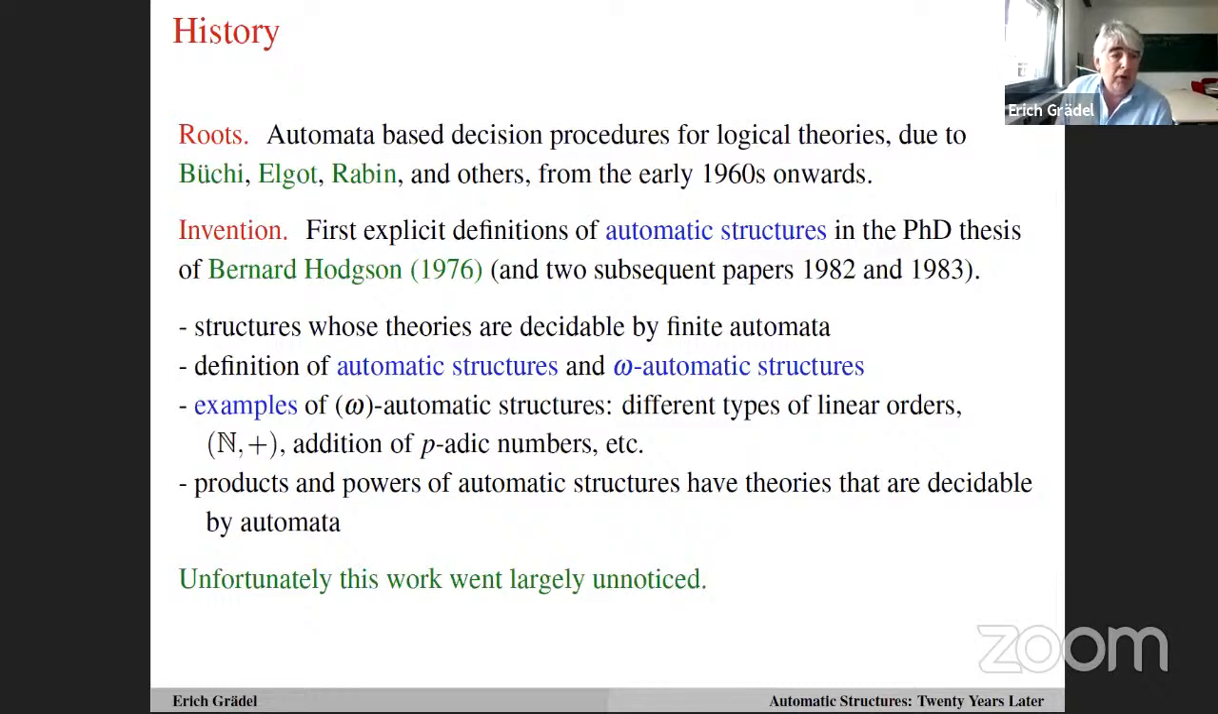And he gives a number of examples of automatic and omega automatic structures: different types of linear orders, Presburger arithmetic, the addition of p-adic numbers, etc., and shows that products and powers of automatic structures have theories that are decidable by automata. It's a very impressive work, but unfortunately, this work went largely unnoticed. And in fact, I have to offer an apology here because also in my own work, I did not notice what Bernard Hodgson had done until very recently.